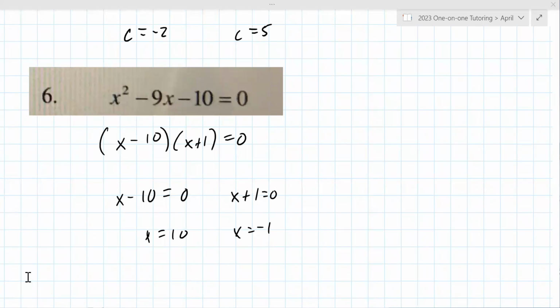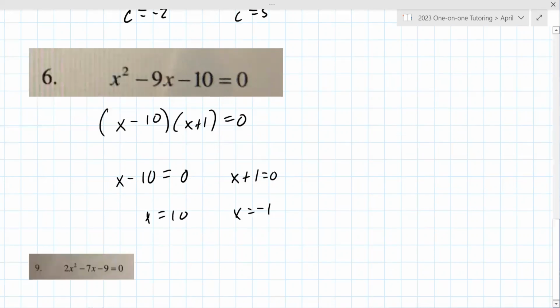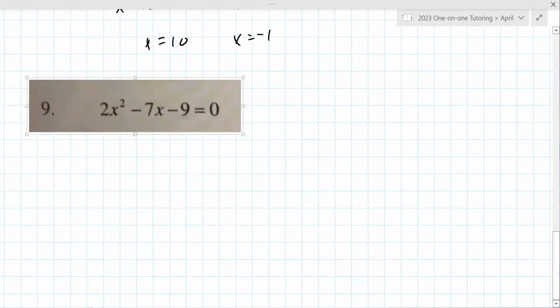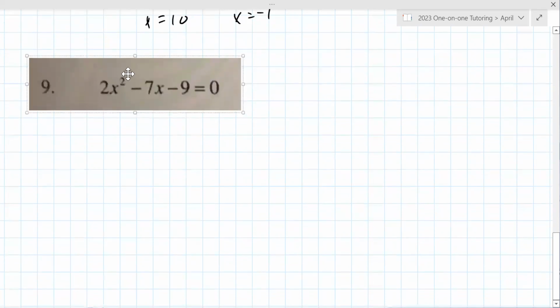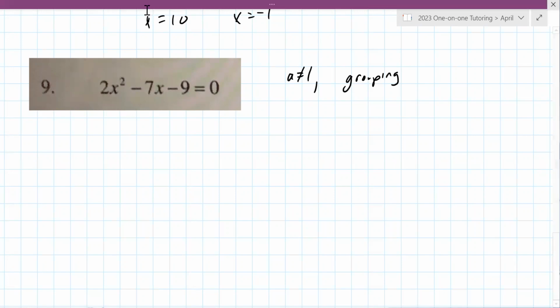Here we go, number 9. All right, so this one is not A equals 1. It's related in some ways, but it's not A equals 1. It's got a 2 in front. Do you remember at all what we did with this 2? We pair it with something else. Do you remember what we paired it with? Oh, the last number. Yes.